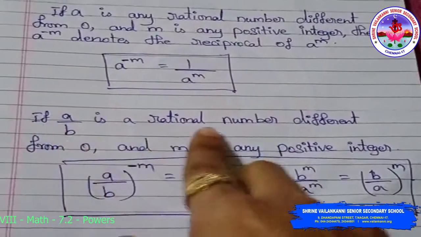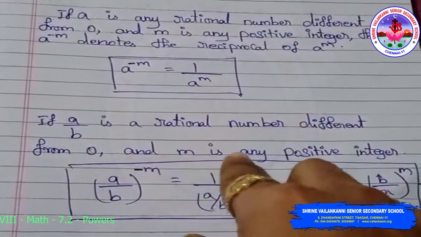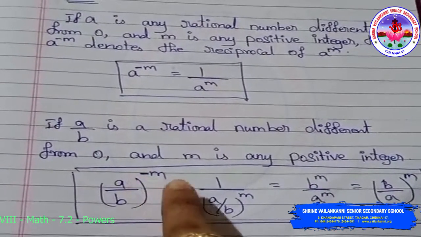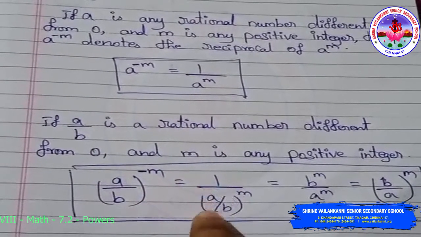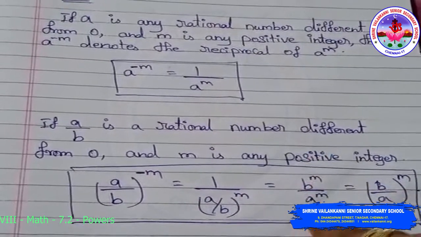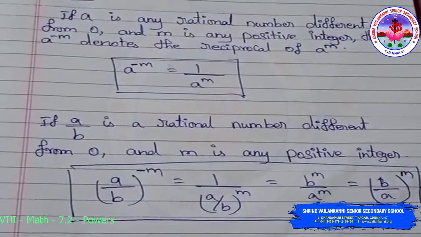If a by b is a rational number different from 0 and m is any positive integer, a by b whole power negative m is equal to 1 by (a by b) whole power m, which is equal to b power m by a power m, which is equal to (b by a) whole power m.